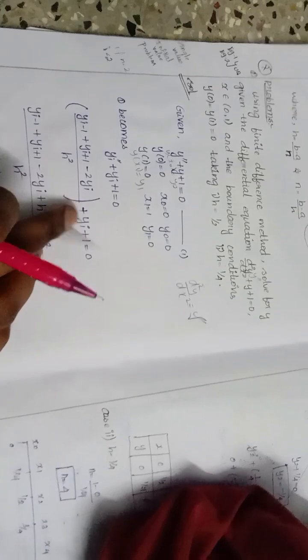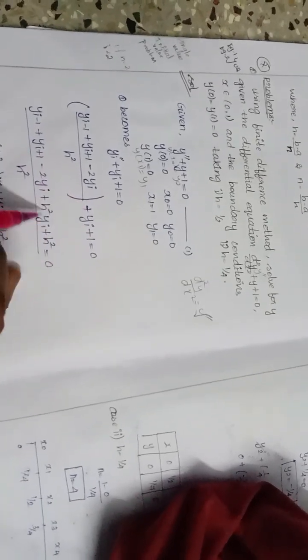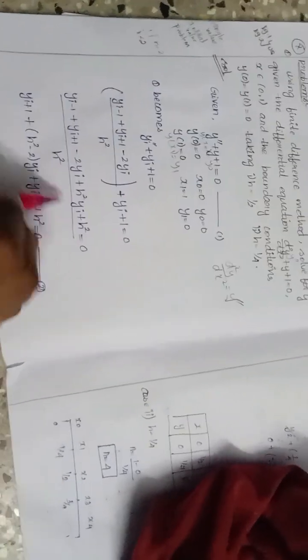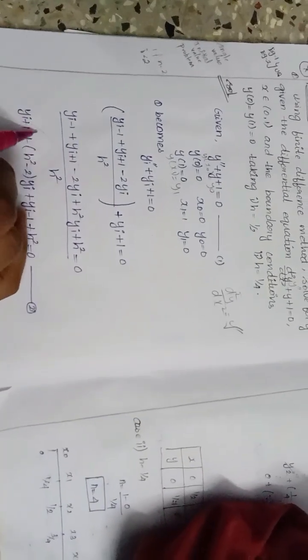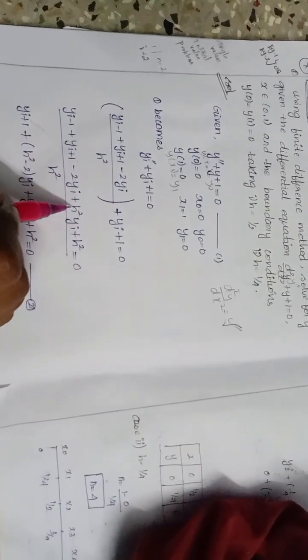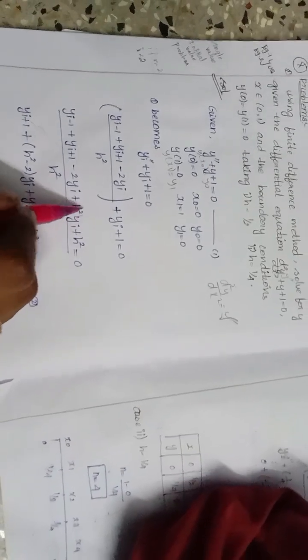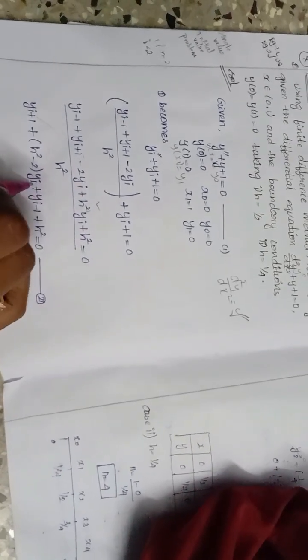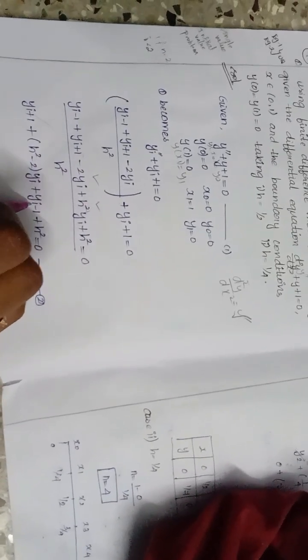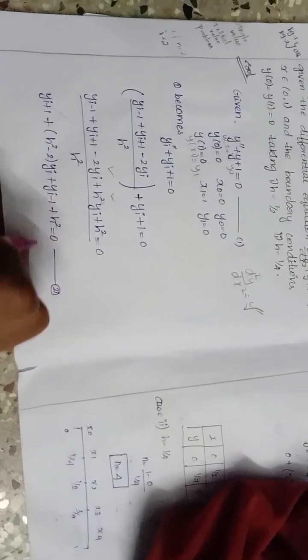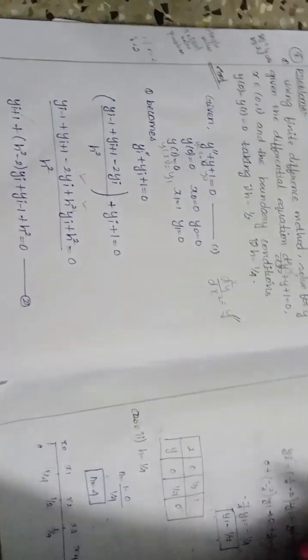And if we simplify, we get terms of h square divided by h square. So if we take common terms, yi plus 1 as it is, and yi is common, we get yi plus 1 plus (h square minus 2) yi plus yi minus 1 plus h square equal to 0, taken as the second equation. Now case 1 is h equal to 1 by 2, and case 2 is h equal to 1 by 4.